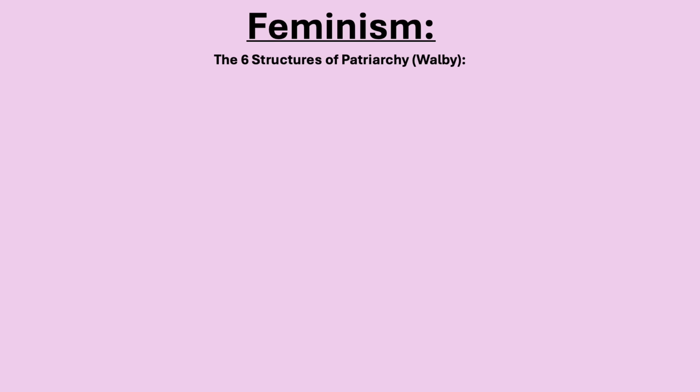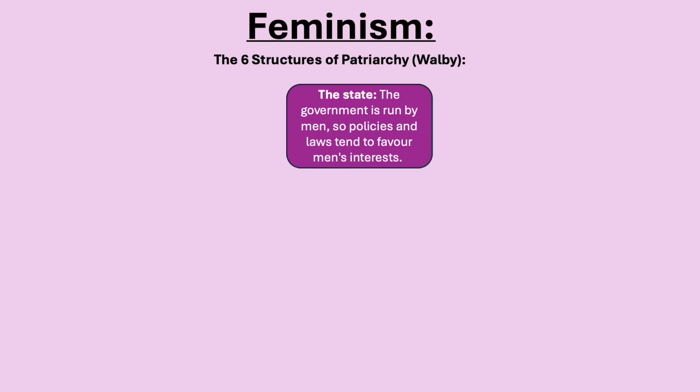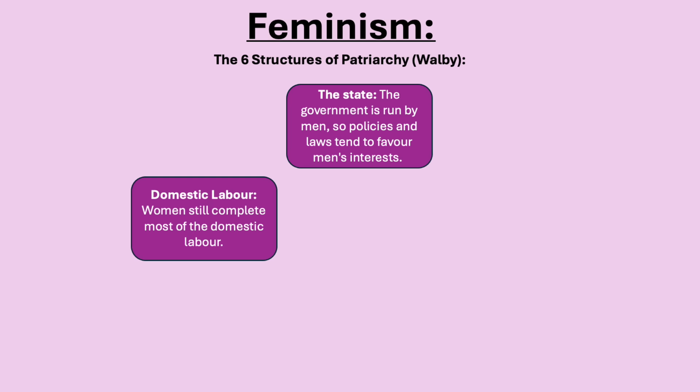So then we have the 6 structures of patriarchy, which is identified by Walby. These aren't in a particular order, I just structured them this way because, I don't know, I just thought it looked nice. So you have the state. The government is run by men, so policies and laws tend to favour men's interests. Domestic labour. Women still complete most of the domestic labour, so that's like your housework, cleaning, cooking, looking after children, etc.